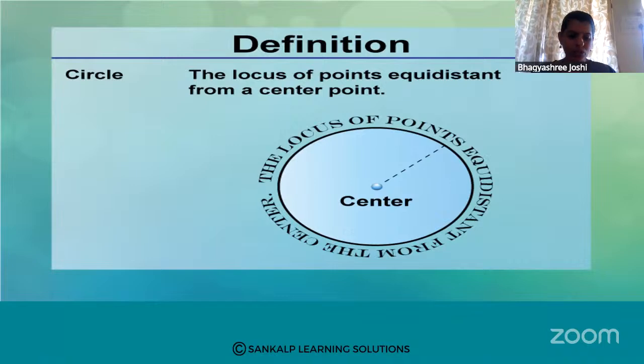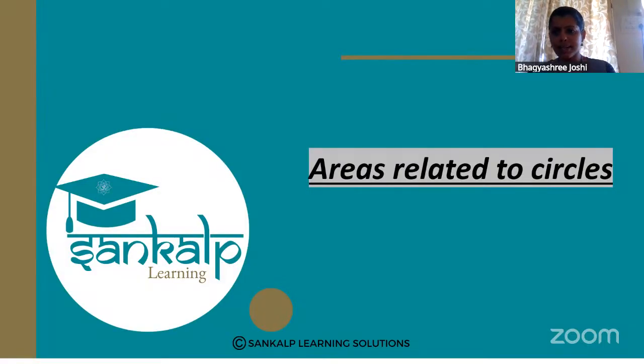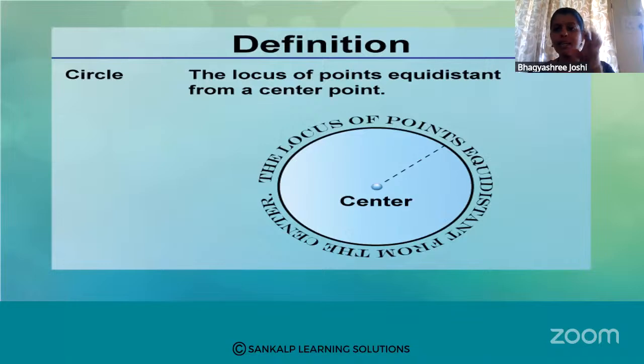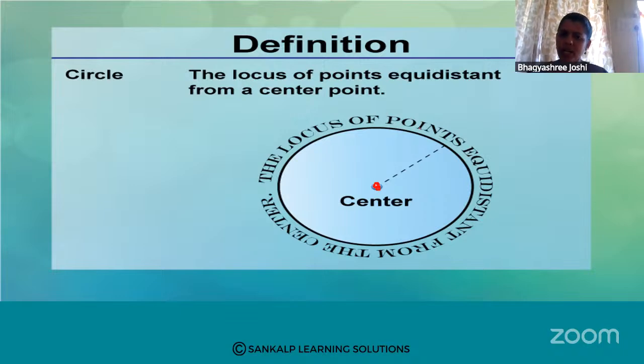So before starting areas related to circle, first we should recall our memory: what do you mean by circle? See, the locus of a point equidistant from a center point. This is a center, or you can call it a fixed point. So this is the center of the circle, and the locus of points equidistant from a center point.